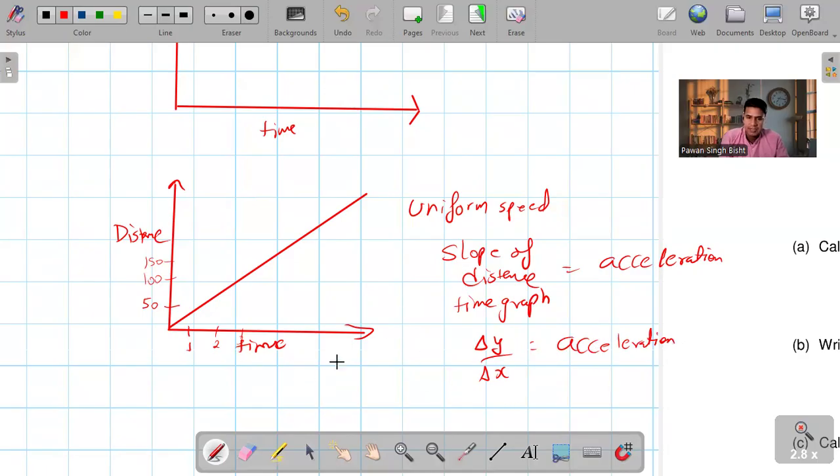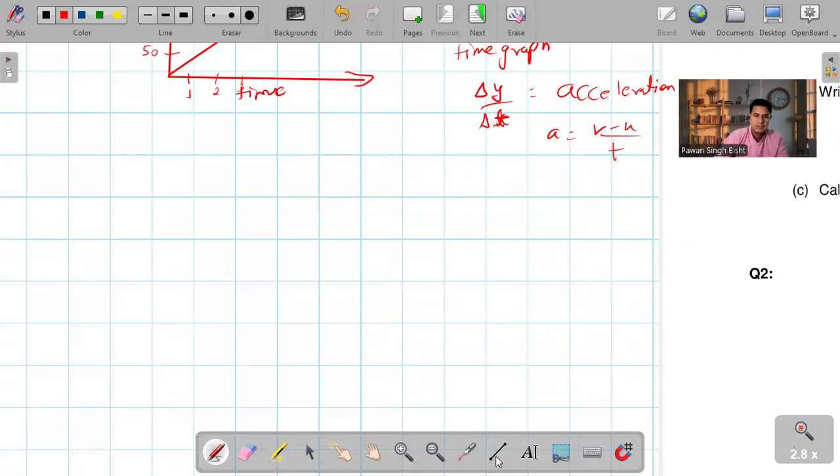In place of x, we have time here. So in x-axis, time is there. So slope of distance time graph, instead of x, we can write t so that you will not get confused. Change in distance divided by change in time gives us acceleration. And in physics, you have studied the formula v minus u upon t. V means final velocity, u means initial velocity. So change in velocity, v minus u upon t. Okay, so this is uniform speed graph.